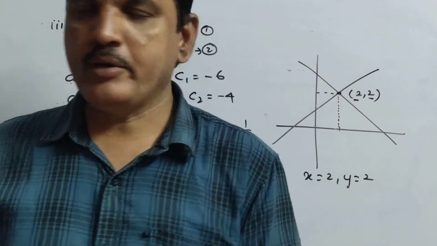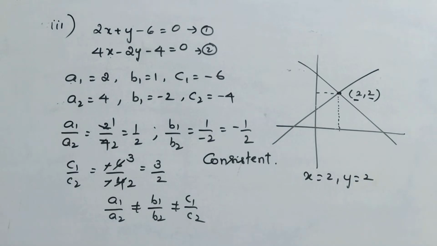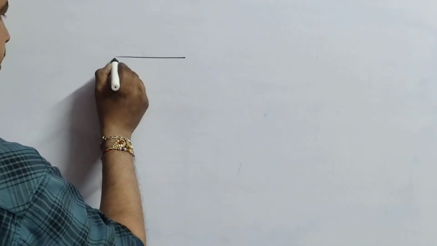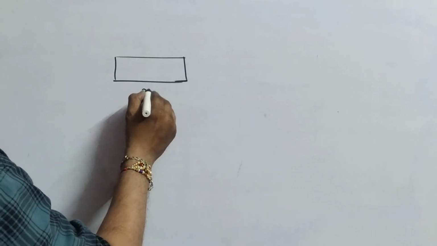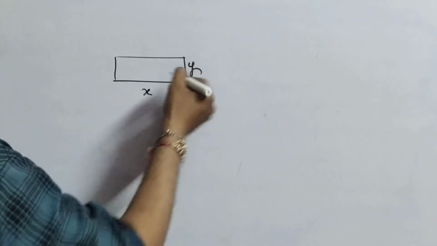Okay, next, coming to the fifth question, children. Half the perimeter of a rectangular garden whose length is 4 more than its width is 36 meters. Find the dimensions of the garden. That is also a rectangle shape. For understanding purposes, draw a rough figure of a rectangle. Take length as x and breadth as y.